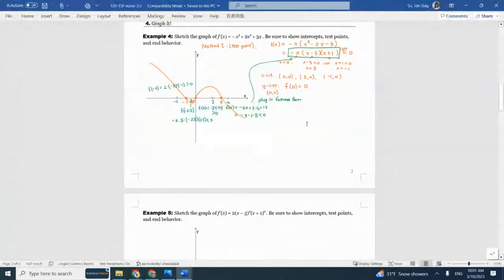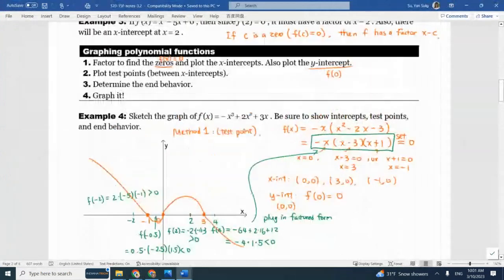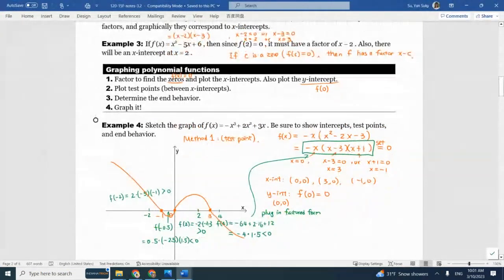Today, we're talking about section 3.2 and graphing polynomial functions. So here are the steps. We factor to find the zeros. Zeros means you set f of x equal to 0 and you solve for x. That's the zero or root of the function. Do you remember that, everybody?